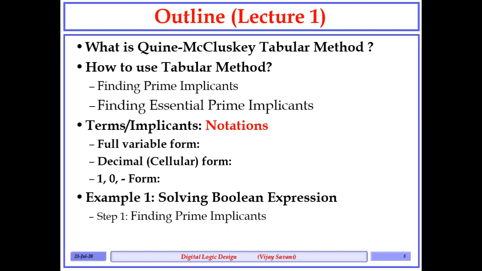We will start the session using one example. Systematically we will solve the Boolean expression using the tabular method. We will try to finish this step 1. It comprises n number of steps depending upon the complexity of the function.